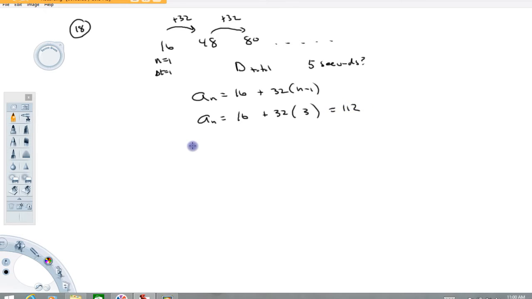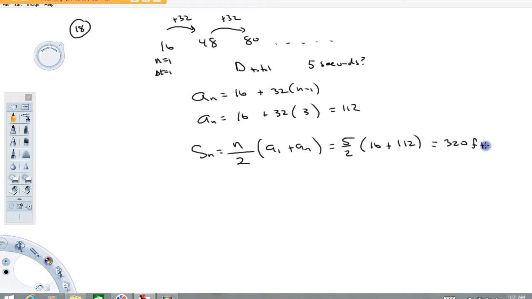Now what we want is the total distance traveled. So that's the sum of the sequence. And for arithmetic sequences, we can calculate it using this formula here. In this example, we're going out to n equals 5. So we're going to have 5 halves times a1 plus the a sub n, or the last value. If we go ahead and calculate a number for this, I get 320 feet.